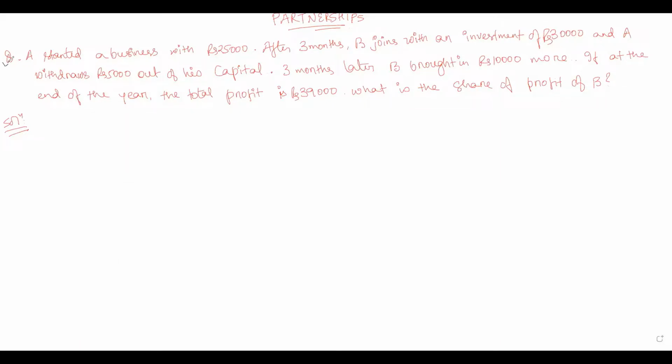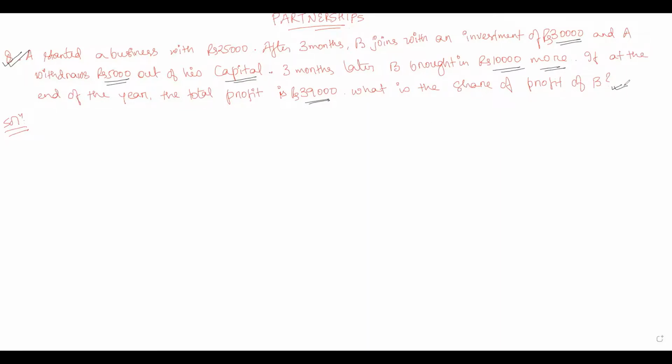Okay, so now let us see this question. A started a business with rupees 25,000. After 3 months, B joins with an investment of rupees 30,000, and A withdraws 5,000 out of his capital. 3 months later, B brought in rupees 10,000 more. If at the end of the year, the total profit comes to be 39,000, what is the share of profit of B?